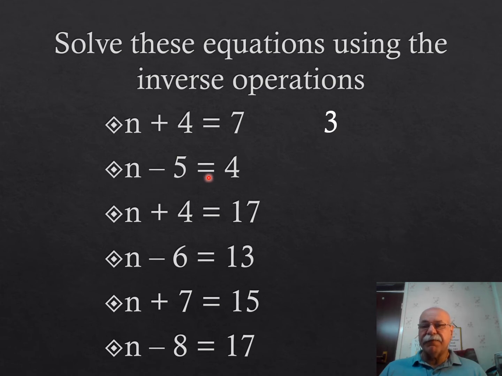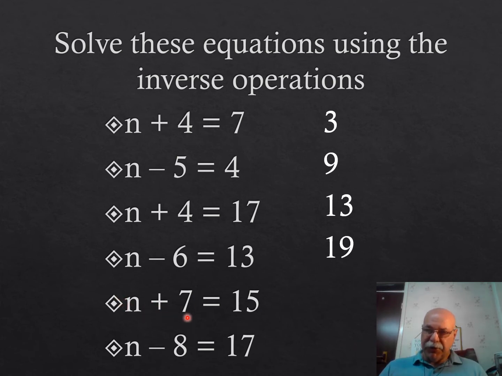Here, n minus 5 equals 4. When I transfer the 5 here, it changes the sign to plus. It becomes 4 plus 5, which is 9. Here, n plus 4 equals 17. When I transfer 4 to this side, I change it to minus, so it becomes 17 minus 4, which is 13. Here, n minus 6 equals 13. What is the value of n? When I transfer the 6 with the sign, it becomes 13 plus 6, which is 19.